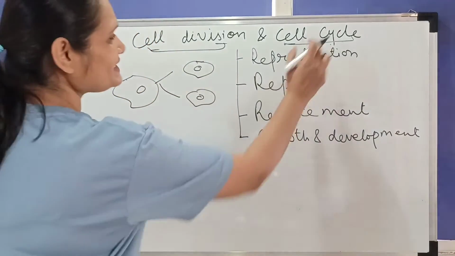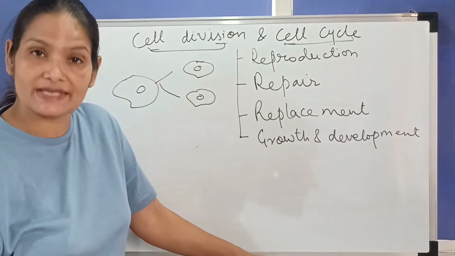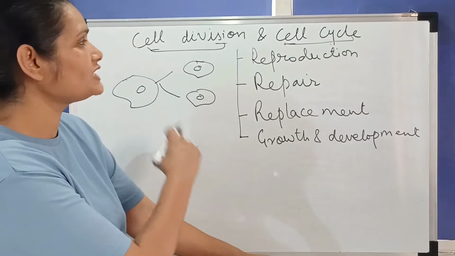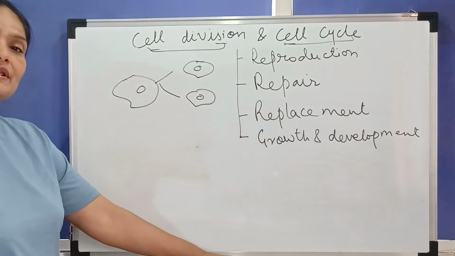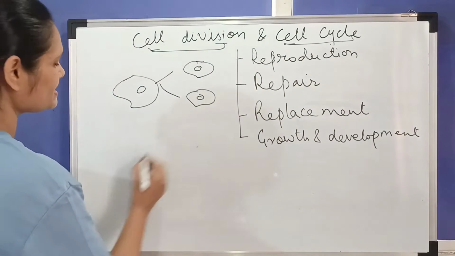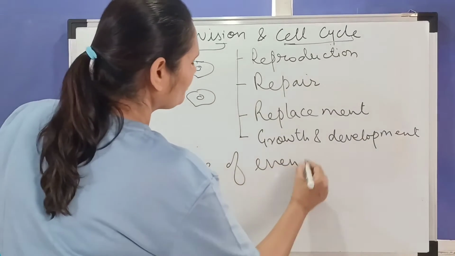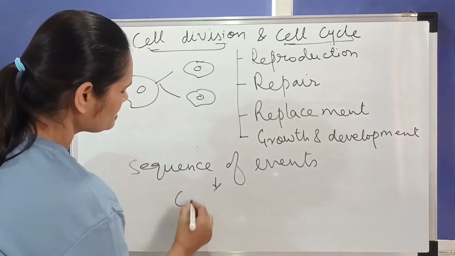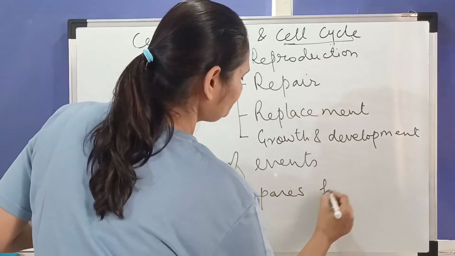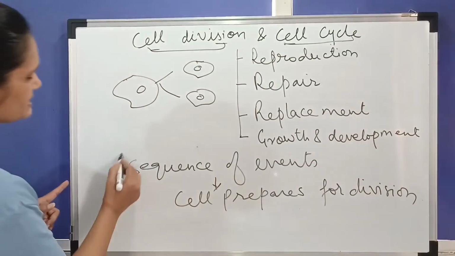Okay. Now what is cell cycle? For the cell to divide, a cell prepares itself for this division, and there are certain events that go on for the cell to prepare itself for division. All those events in sequence are called the cell cycle. So what is cell cycle? It is a sequence of events wherein the cell prepares itself for division. This is called the cell cycle.